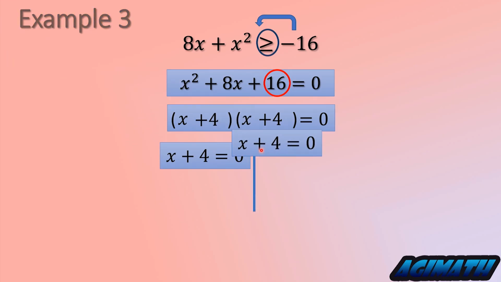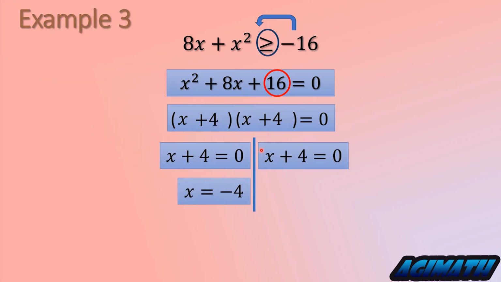After that, we apply the zero product property. We have x plus 4 equals 0, x plus 4 equals 0. So we can have x equals negative 4, x equals negative 4. So this same situation strikes again. The critical values that we have are identical. So it is expected that on the number line, we can only have two intervals. And it is shown on this slide.